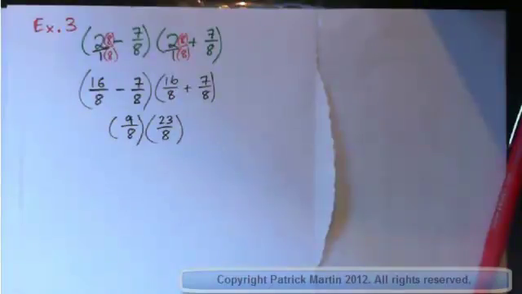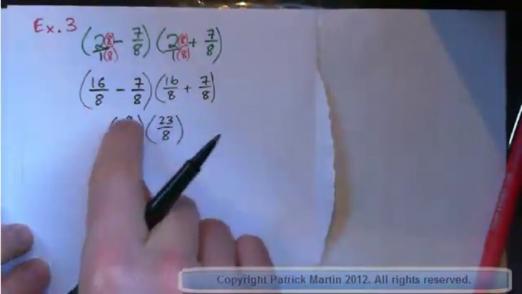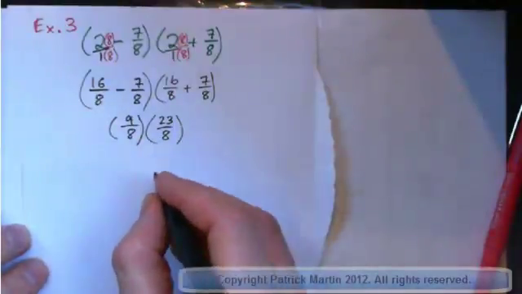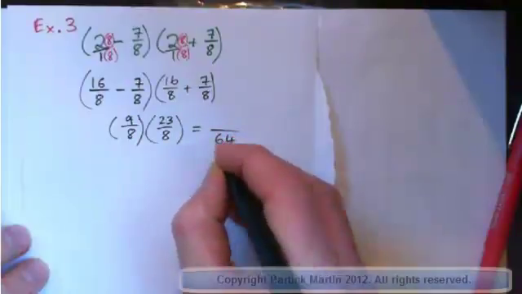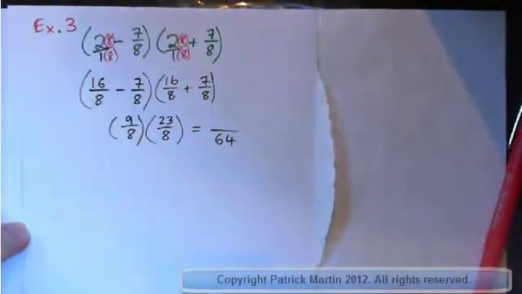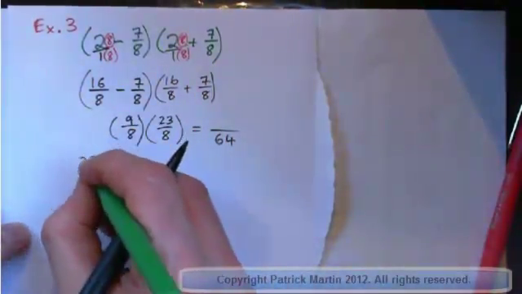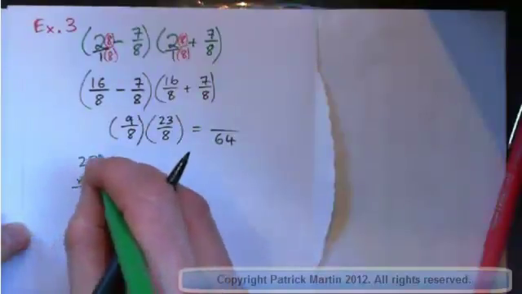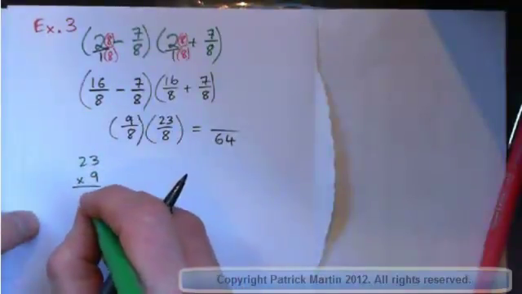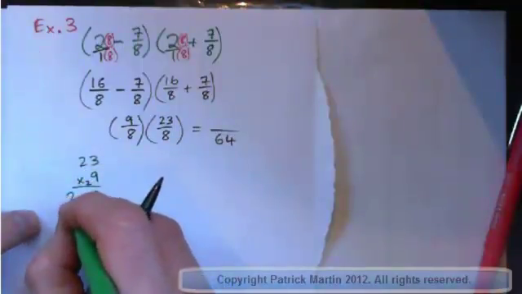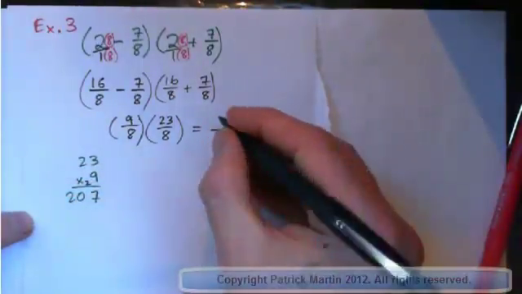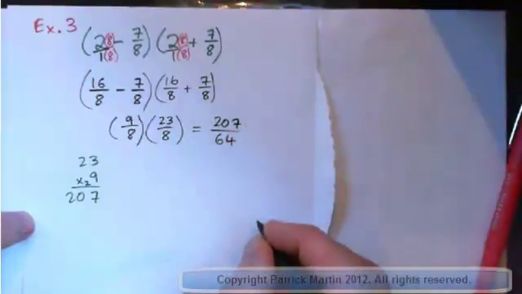Does anything cross cancel? Unfortunately not. I can't see anything. So, of course, on the bottom, 8 times 8 is 64. And the top, we got a little bit of long division there. 9 times 23. Okay, so 23 times 9. 9 threes is 27. Carry the 2. 9 twos is 18, and 2 is 20. So I have 207 over 64.